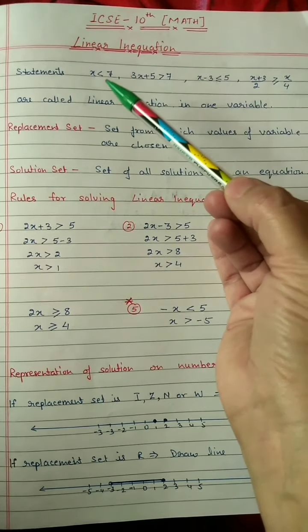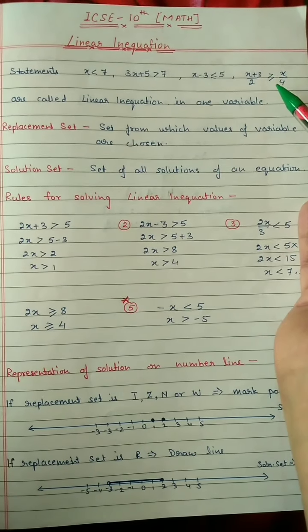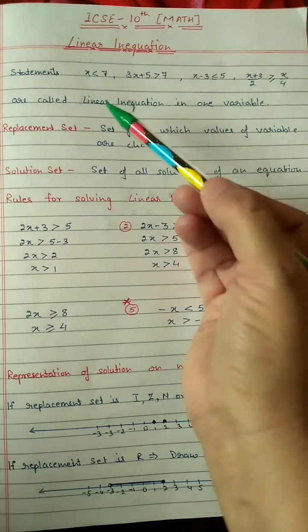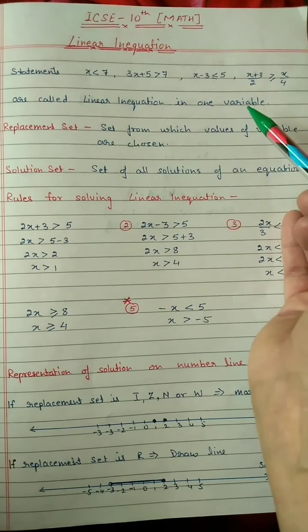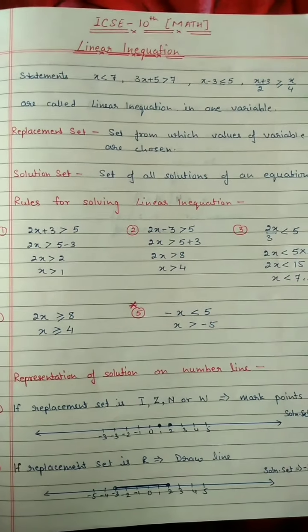All the statements having less than, greater than, less than equal to or greater than equal to symbol are called linear inequations in one variable. One variable means we have only x here as a variable.